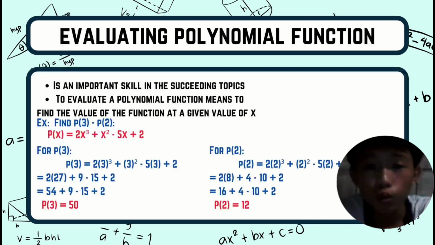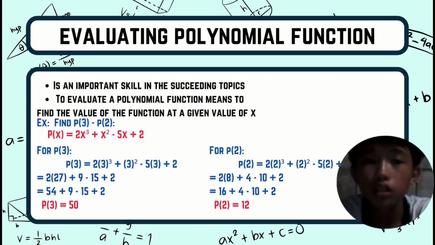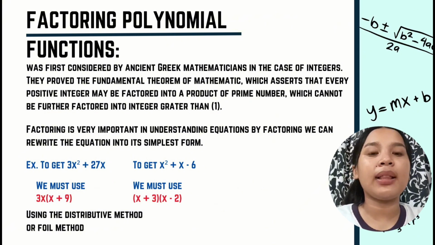To find P(2), we do the same thing, replacing the x with 2. P(2) is equal to 2 multiplied by 2 raised to the third power plus 2 raised to the second power minus 5 multiplied by 2 plus 2, which is equal to 16 plus 4 minus 10 plus 2, which is equal to 12.